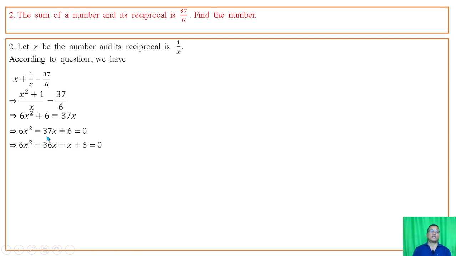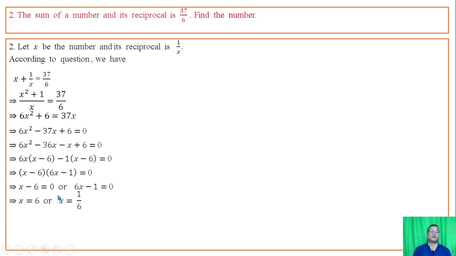Splitting the middle term 37 as 36 plus 1, we have this. Taking 6x common from the first two terms, we have 6x into (x minus 6). From the last two terms, taking out minus 1, we have minus 1 into (x minus 6). Now we are left with two terms. In each case, x minus 6 is a common factor. Taking out x minus 6, we are left with 6x in the first term and minus 1 in the second term. Now the left hand side is factorized.